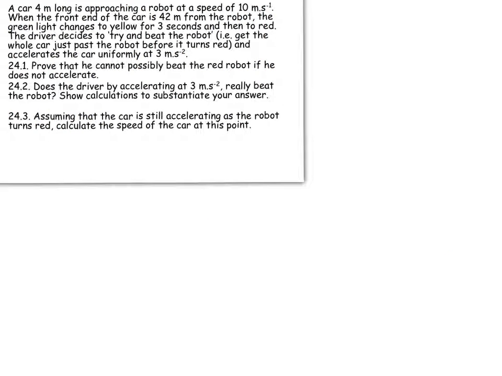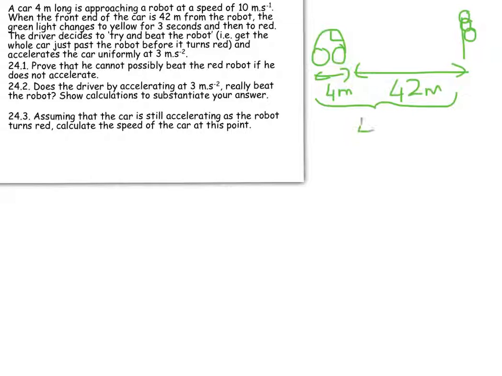We now have a 4-meter long car. It's approaching a robot. I've got an initial velocity, and I have got the front end of the car at 42 meters. So I need to consider then that if I were to take a look at this, you've got the car, which is 4 meters long, and until the robot, you've got another 42 meters. So in order for the back end of that car to get past the robot, I'm going to need to, in total, go 46 meters. Let's just keep that in our minds.